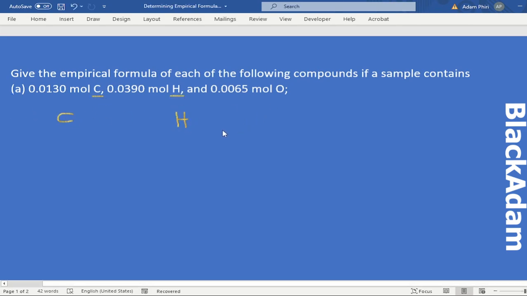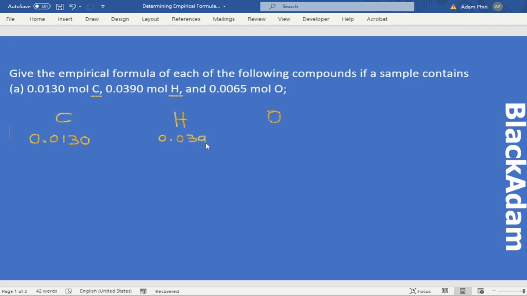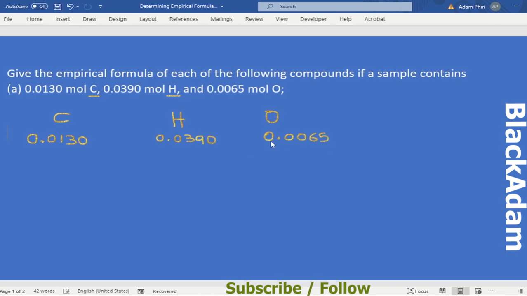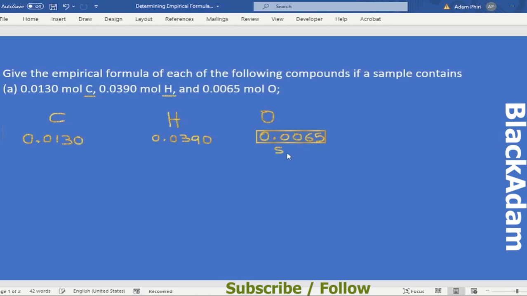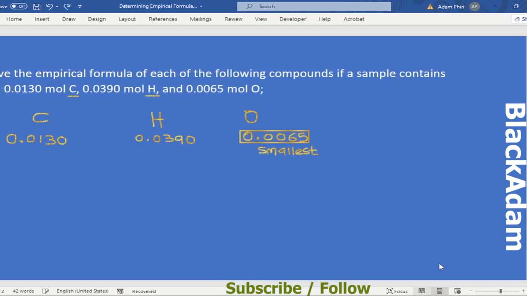So we're given the information about carbon and hydrogen. We have 0.0130 moles of carbon, and then we also have 0.0390 moles of hydrogen and 0.0065 moles of oxygen. So we check which is the smallest, and 0.0065 is the smallest.